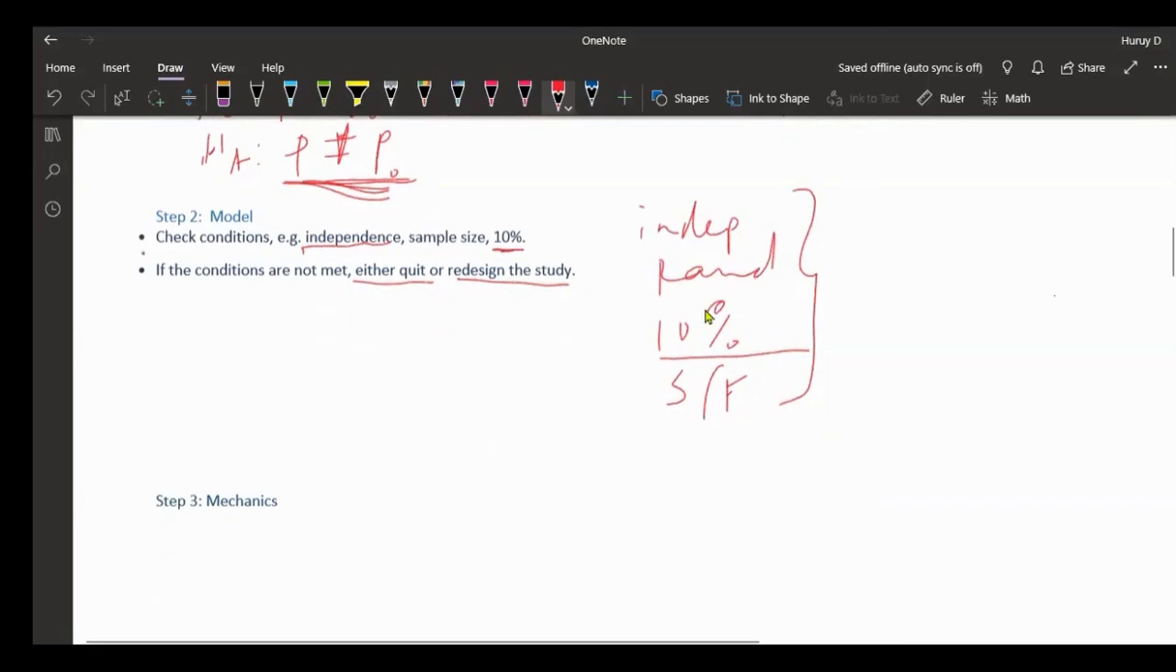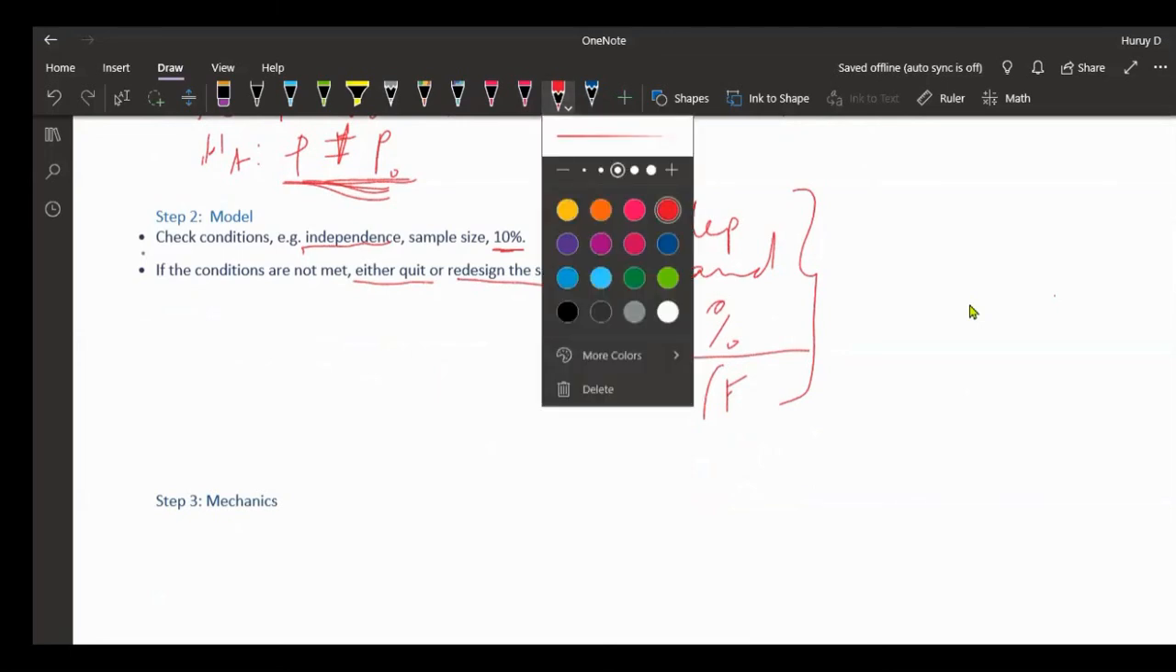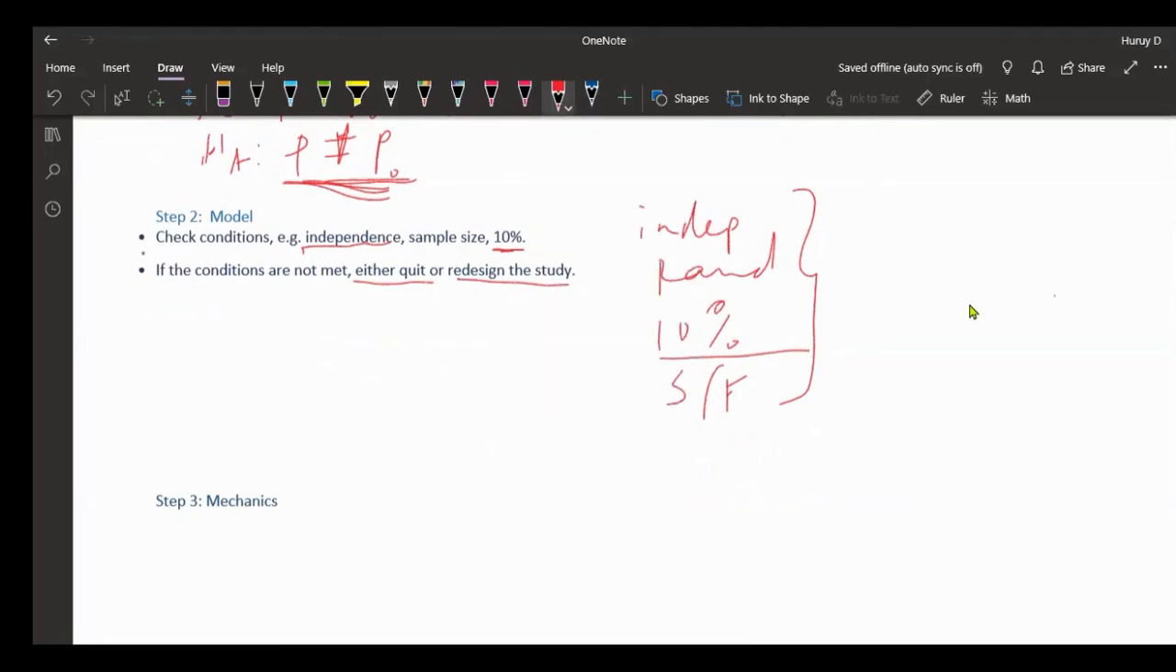All right, so suppose we assume these conditions are satisfied, then the model, the formula for the Z is given by: Z equals p hat minus p sub naught over the standard deviation of p hat.